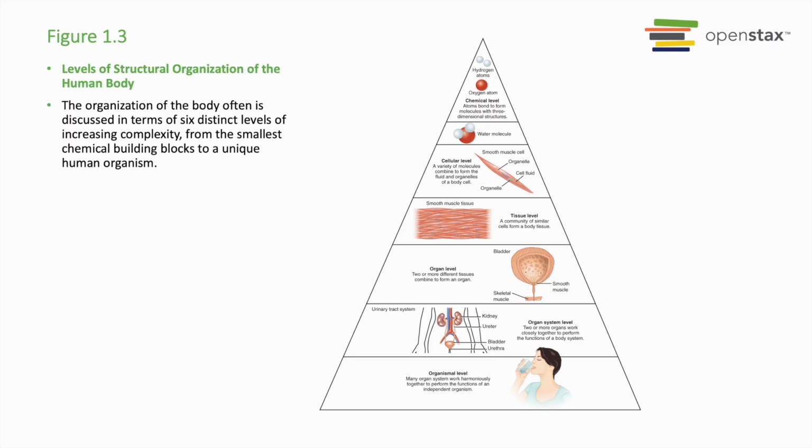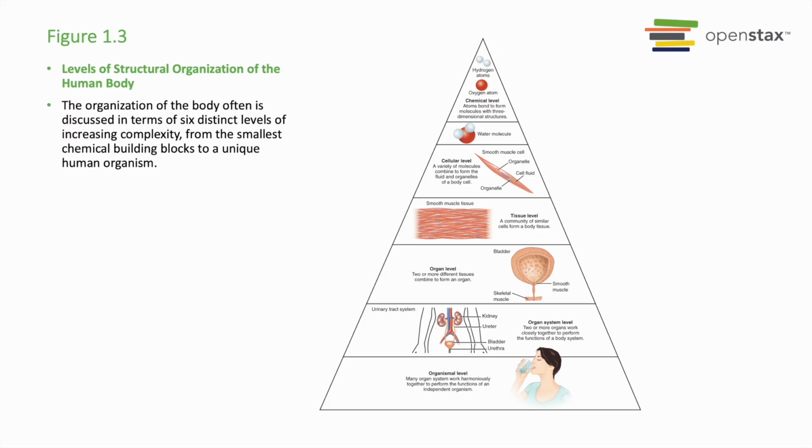The next level down on the pyramid is the cellular level, as illustrated with a long, tapered, smooth muscle cell. At this level, a variety of molecules combine to form the interior fluid and organelles of a body cell. The next level down is the tissue level. A community of similar cells forms body tissue.